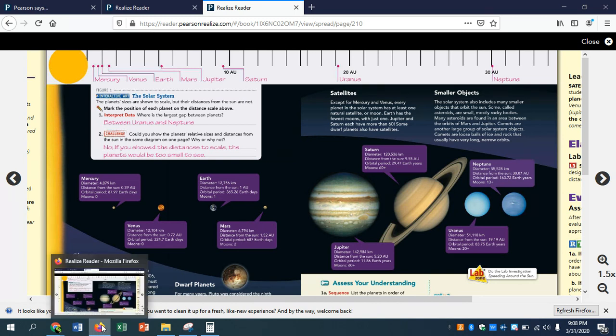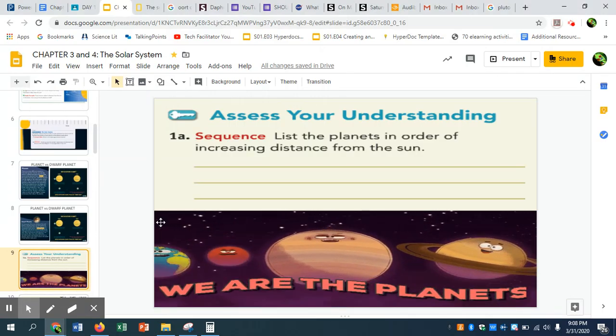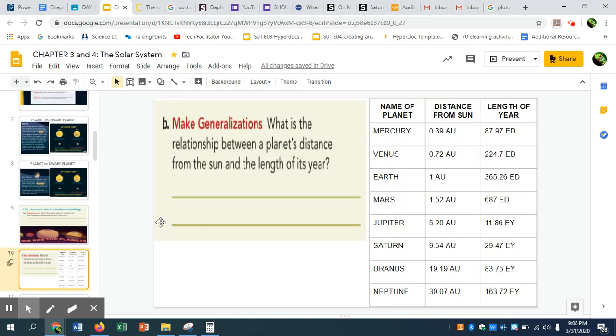Once you've written that down, let's go on to our next one. This is assess your understanding 2B. It says, what is the relationship between a planet's distance from the sun and the length of its year? I made a data table here for you. Data tables, we use them in science all the time. They're a good way to analyze data and make connections. Here I wrote the name of all the planets, and then their distance from the sun in astronomical units. All of that I got from pages 84 and 85. Then I did some research. I Googled it. It wasn't hard.